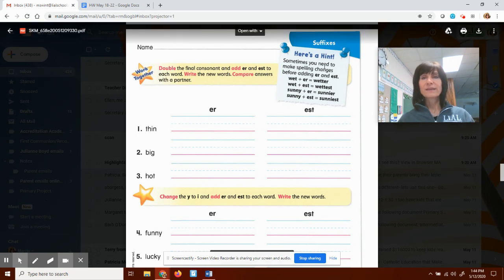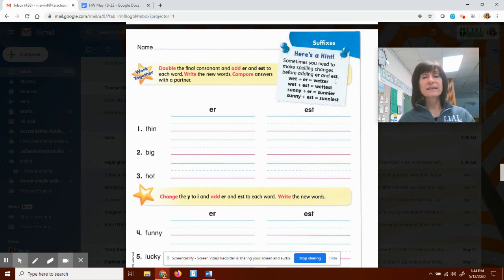Double check it. Here's the hint. Sometimes you need to make spelling changes before adding the ER and EST. So if I start with a word that has a vowel and then a consonant, like here's my vowel E and there's the consonant T, I know I need to double the consonant in any of those words. I also know from previously that if I have a Y, I need to drop the Y and add the IER or IEST in this case.